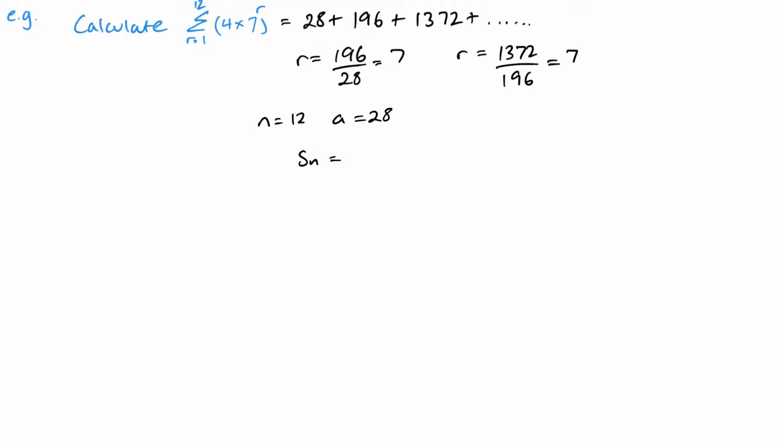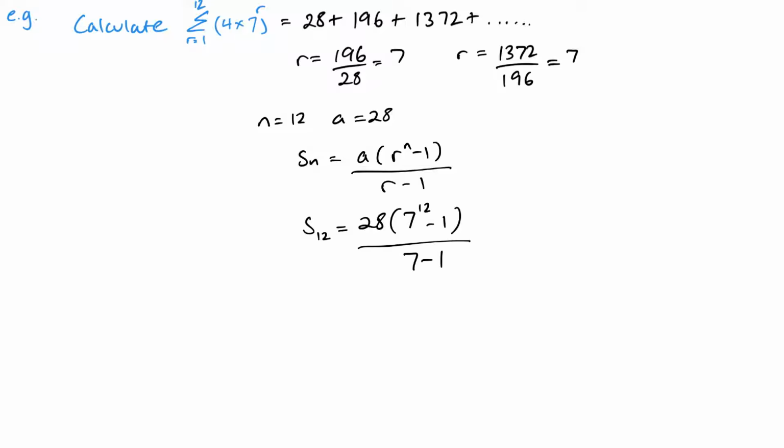Now, with R being greater than 1, in this case it's easier to use the R to the power n minus 1 way around. So we've got 28, 7 to the power, and we're looking at 12 terms. This is actually quite a big answer, so I'll leave it in standard form, like so. But that's a very quick example of a geometric series.